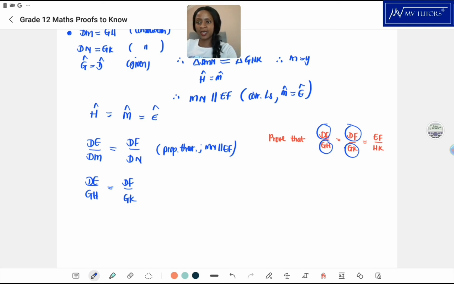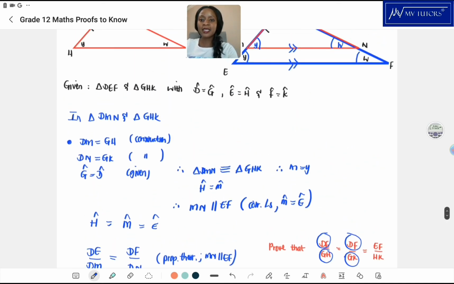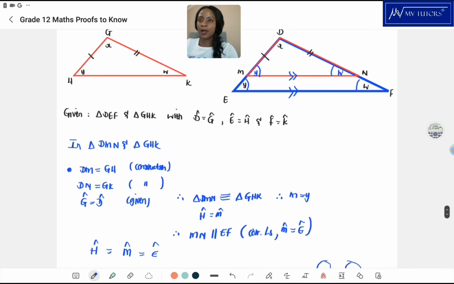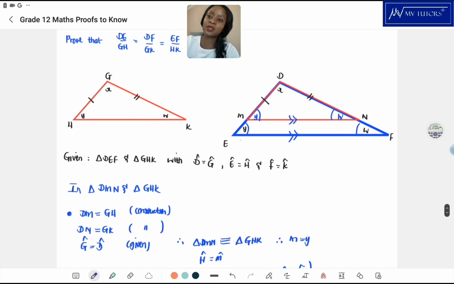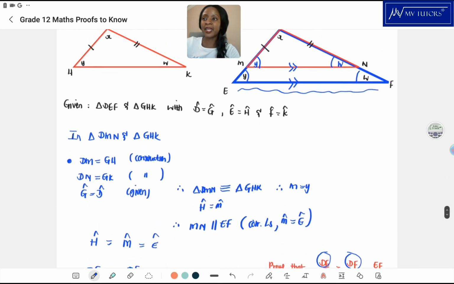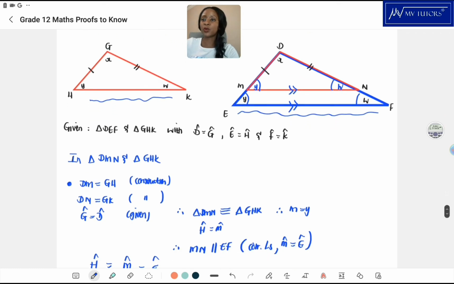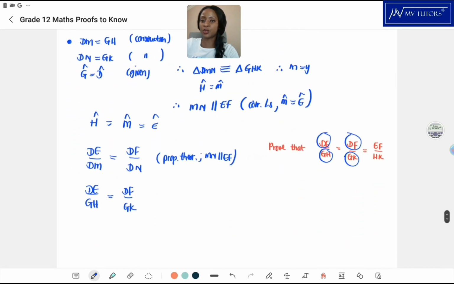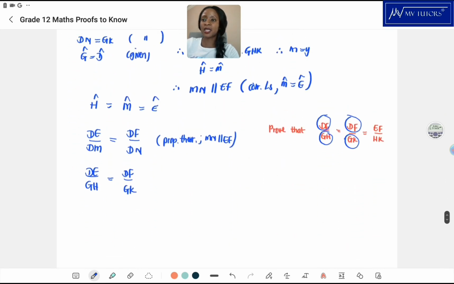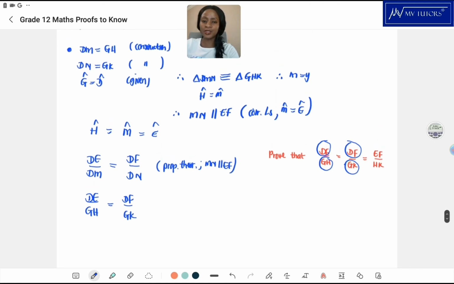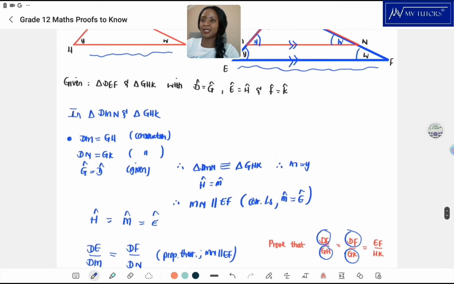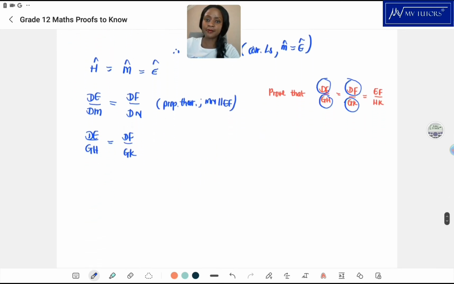this part here. Now we need to show that EF, where is EF? So this portion over here, EF over HK, that they are also in proportion. Let's see how we are going to do that, such that we can then say that DF over GK is equal to EF over HK. Yeah, let's see.